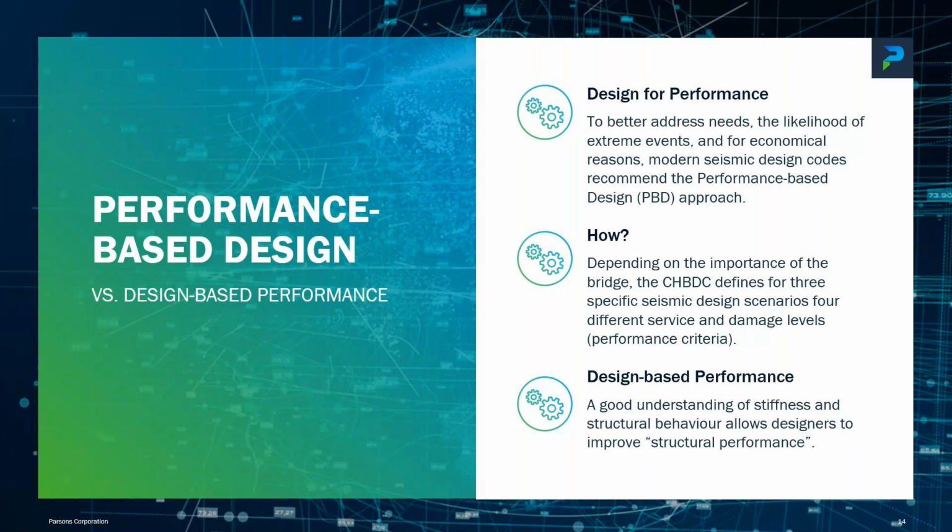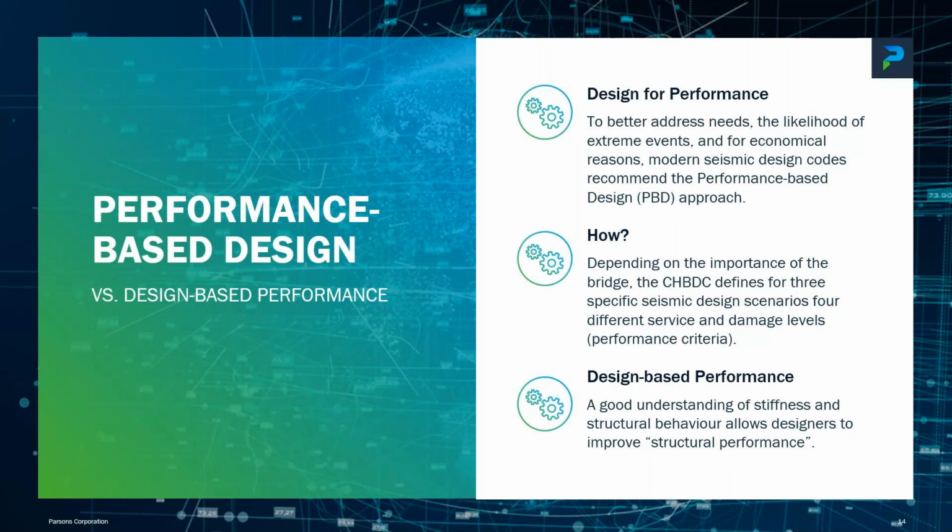And we do this when it comes to seismic design already. For example, when you look at the highway bridge design code, the Canadian Highway Bridge Design Code defines for 3 specific design scenarios, earthquake scenarios, 4 different service and damage levels, which are forming the performance criteria. And the owner can select based on what bridge type and importance the bridge has, what service and damage he or she wants to see in those seismic events.